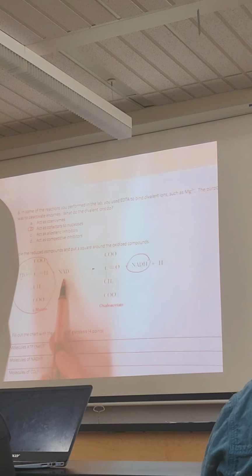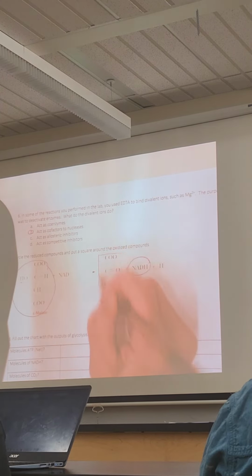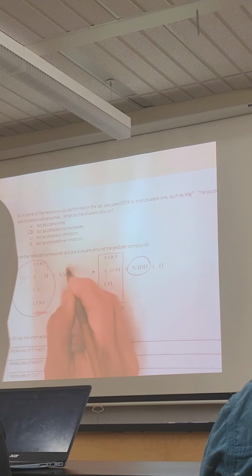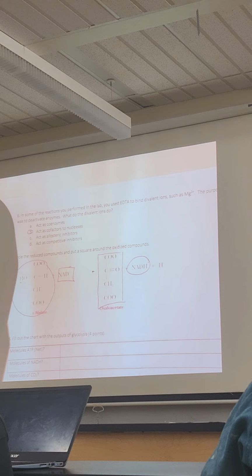And then on this side, now going to the oxidized, this is oxidized, and this is oxidized. So essentially the electrons are being passed from malate to NAD+, and then on the other side of the reaction, NADH is now reduced, and oxaloacetate is now oxidized.